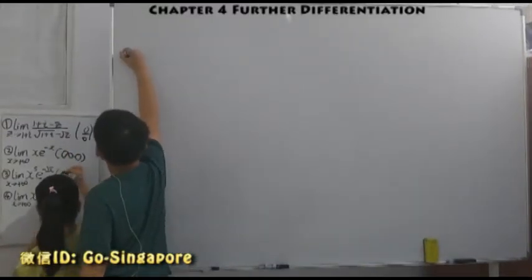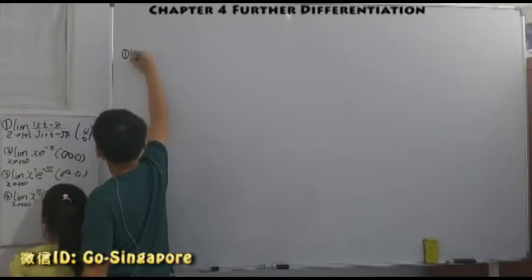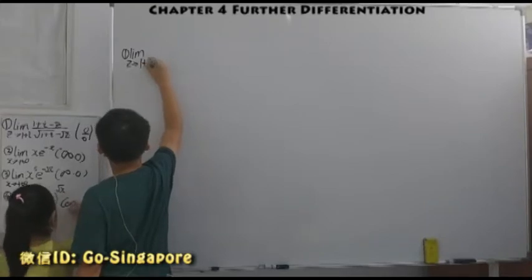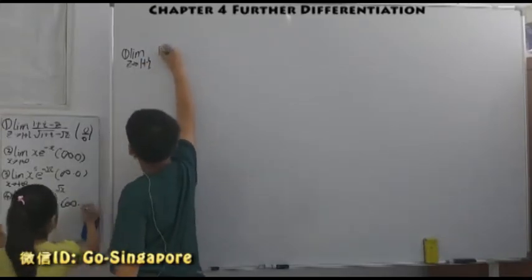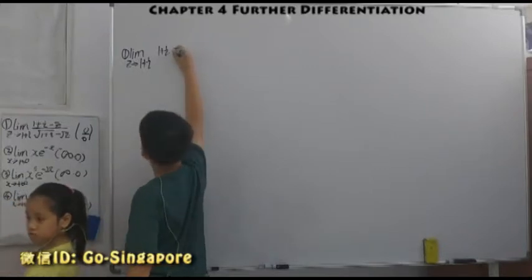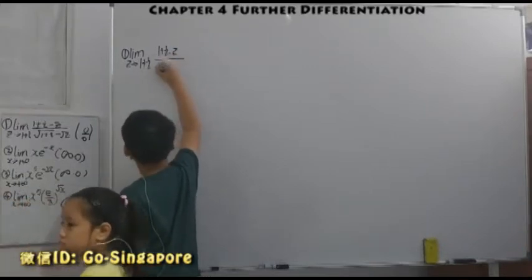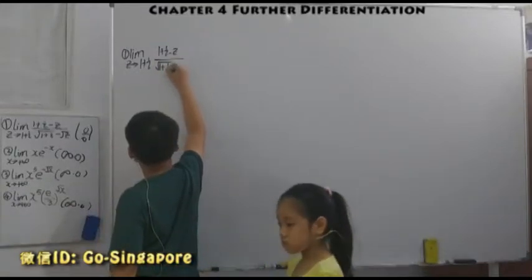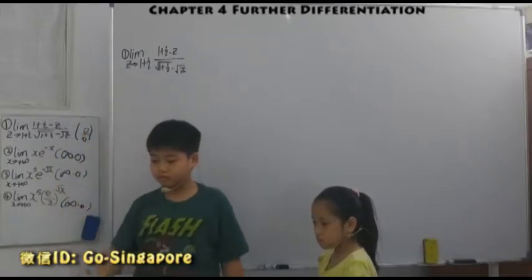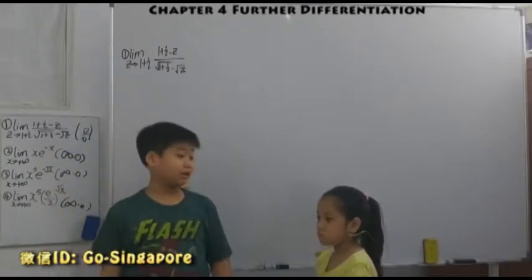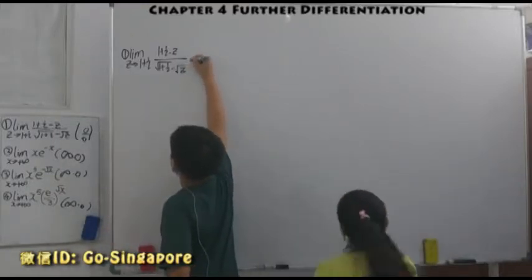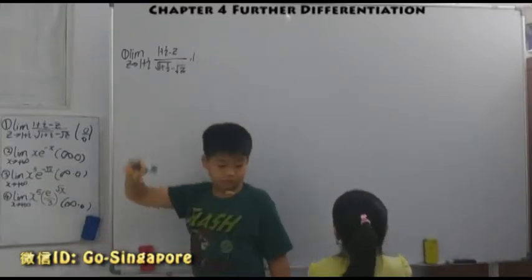Let me start with the first question. The limit as z approaches 1 plus i of (1 plus i minus z) over (square root of 1 plus i minus square root of z). Okay, let's start with the first method.